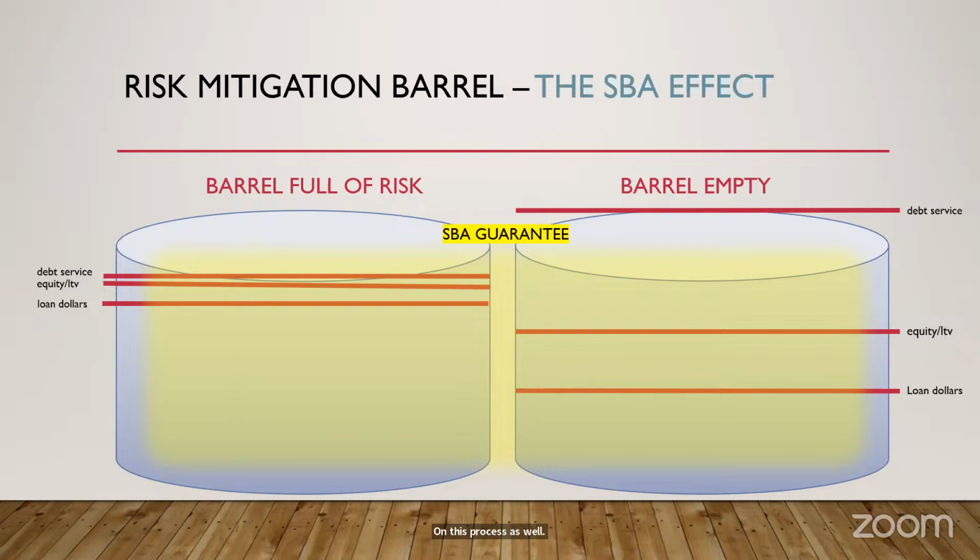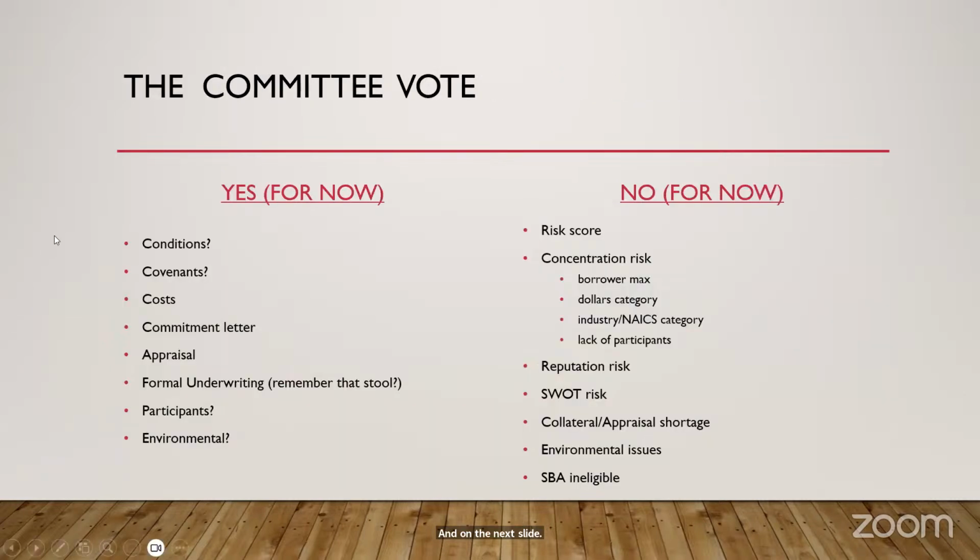And on the next slide, we'll review the decision of the committee. So once we review all those items, understanding which way to go, if we're going to go SBA or conventional, or the options that are necessary, they go for what's called the committee vote. So if we're going to say yes for now, let's review the conditions of the loan. So the conditions, I think I discussed them a little bit briefly, but they could be as simple as a UCC filing on all assets.